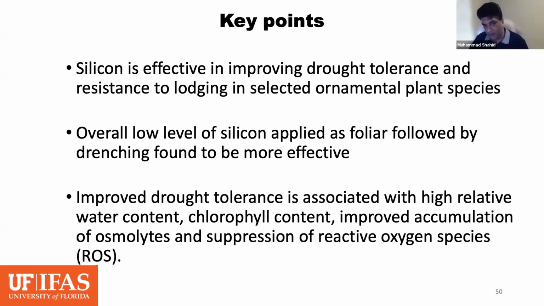The overall finding is that, as I have shown you, silicon application helped enhance drought tolerance. This improvement is associated with high relative water content. There was more water holding capacity within the tissues, more chlorophyll content, and more accumulation of osmolytes and less formation of reactive oxygen species. Whenever plants come under stress, there is an increase in reactive oxygen molecules that attack the cell membranes and damage the cells, and you get browning symptoms, leaf drop and death of the plants. So that's the mechanism by which silicon improves and induces drought tolerance.